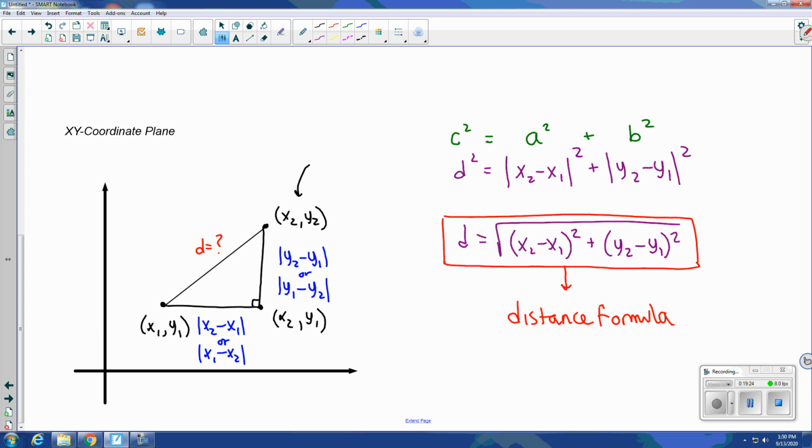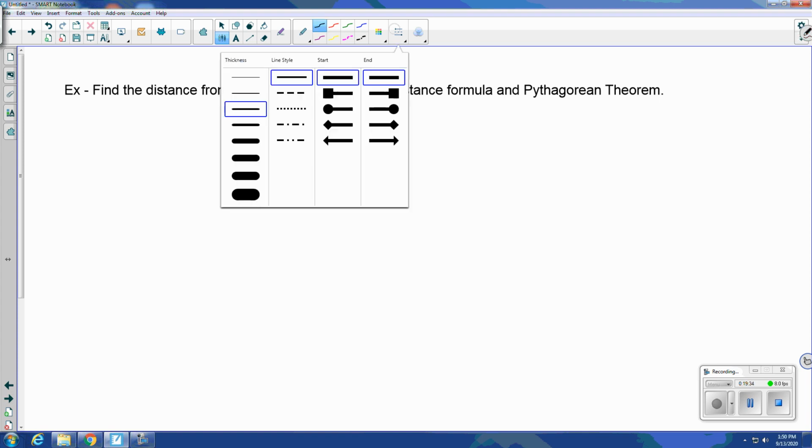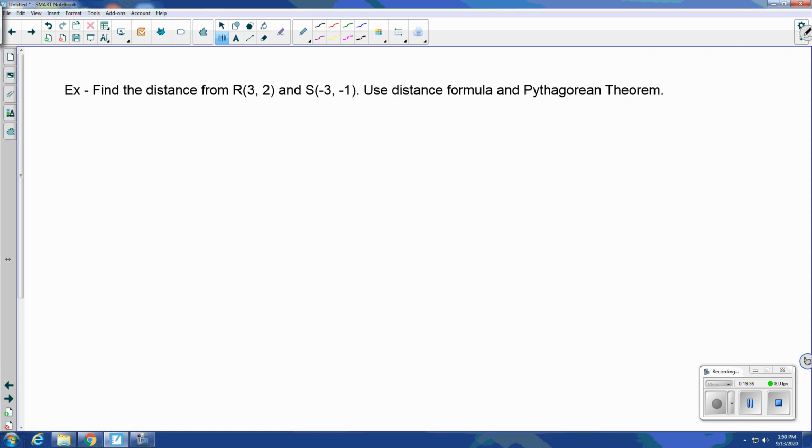Over to an example. Find the distance between these 2 points. Use the distance formula and the Pythagorean theorem. So let's plot these 2 points quickly to get an idea of what's going on. R is at 3, 2. And here's S.